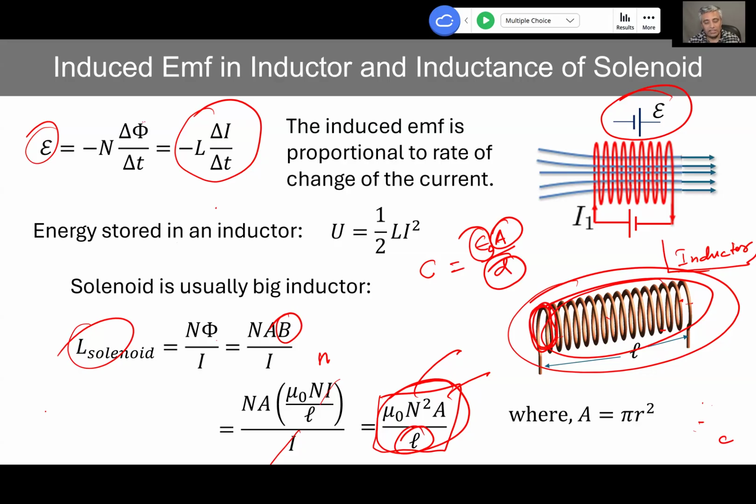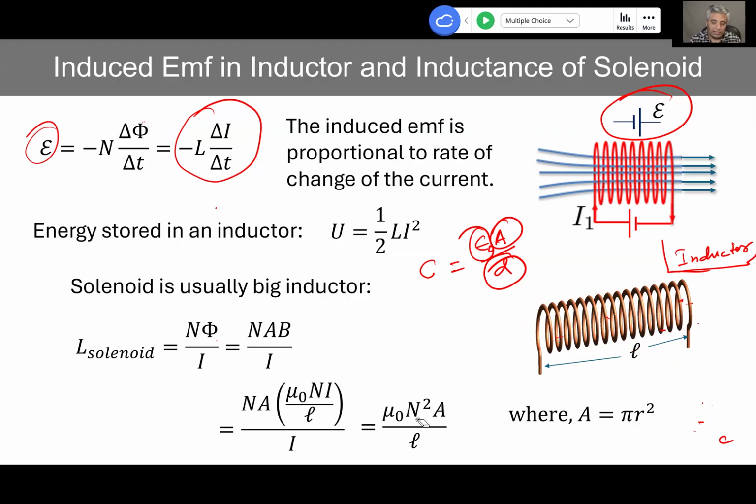Okay, so it is also like a garbage can. The size, how much current is flowing, does not make a difference in terms of what the inductance of a solenoid is. It is purely based on its geometry. Okay, and the previous question was kind of something like that as well.